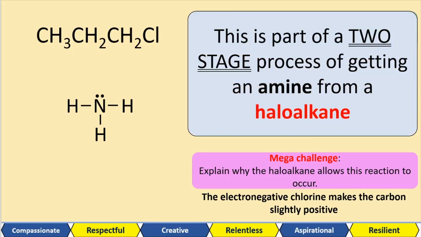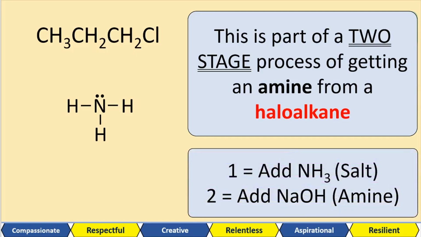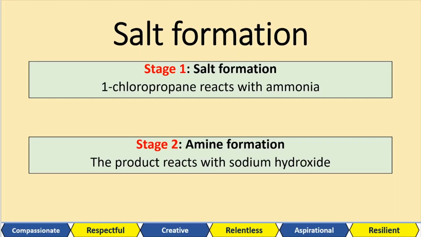And this is part of a 2-stage process of getting an amine from a haloalkane. You're going to need to know this, okay? The first step, we add ammonia and that makes a salt, and then we add sodium hydroxide to get the amine. And as I said, it's a two-stage process. What I'd like you to do now, can you write the balanced equation for these two reactions?